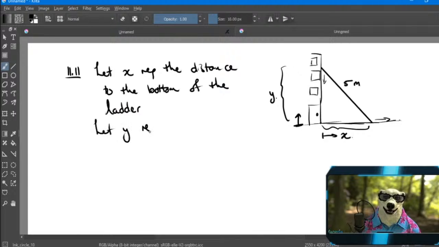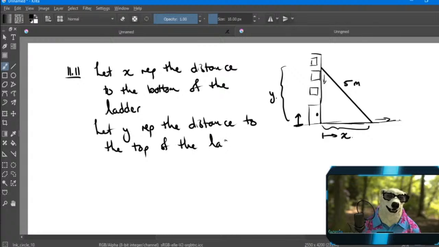Let Y represent the distance to the top of the ladder. Wordy, but I bank 1 mark easily for any test question. Now, I remember these are actually functions of time for these kinds of related rates questions. Time is passing, the ladder is sliding, these distances are changing. What they are in terms of time t, I have no idea, and we'll never know.